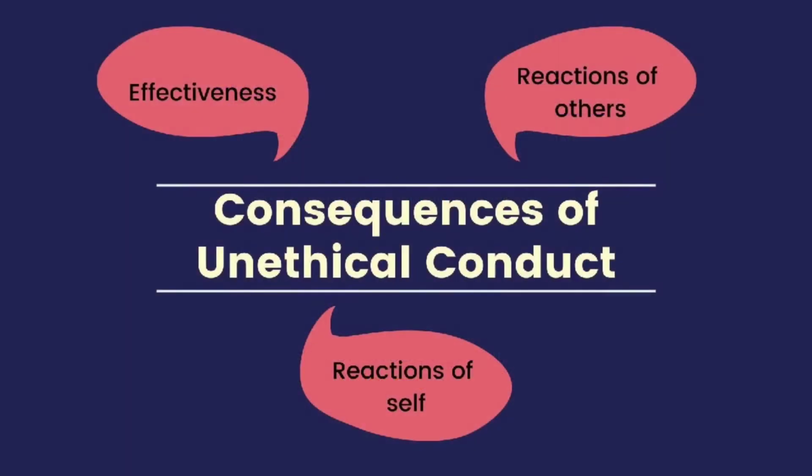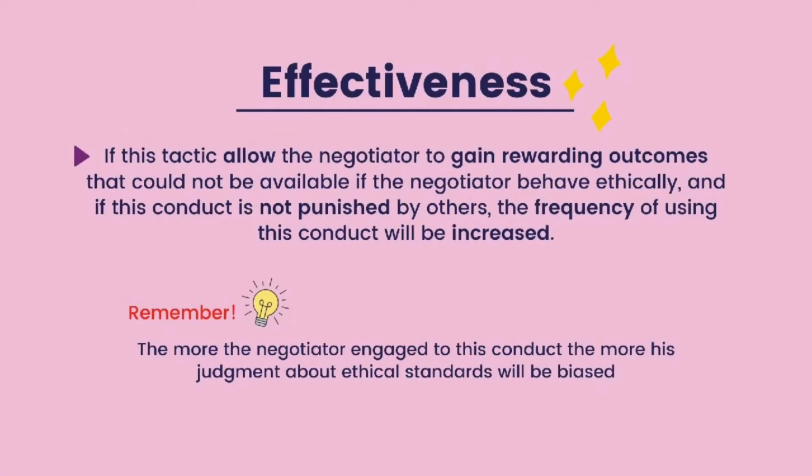So, what are the consequences of this unethical conduct? There are three of them. The first one is the effectiveness. The second one is the reaction of others. And the third one is the reactions of self. So the first consequence is the effectiveness.